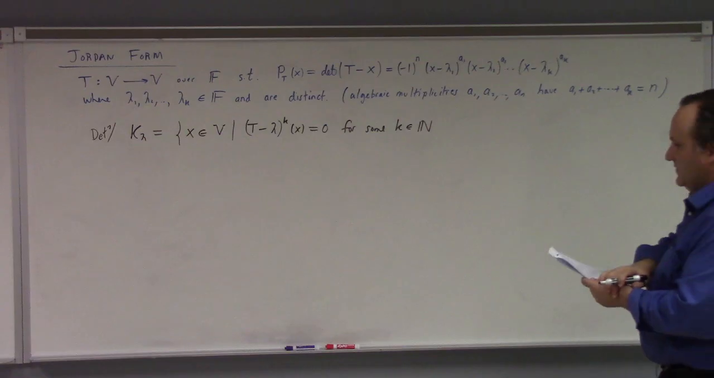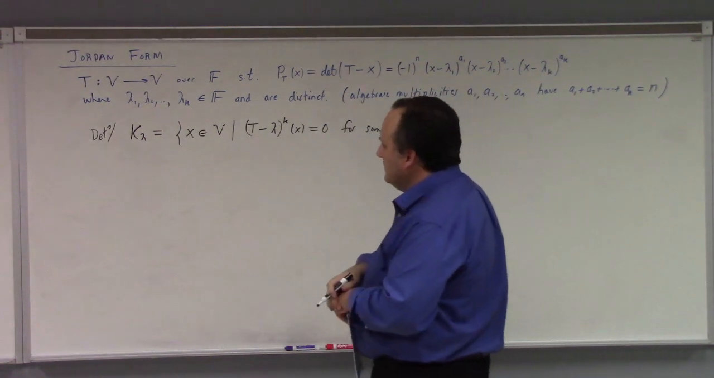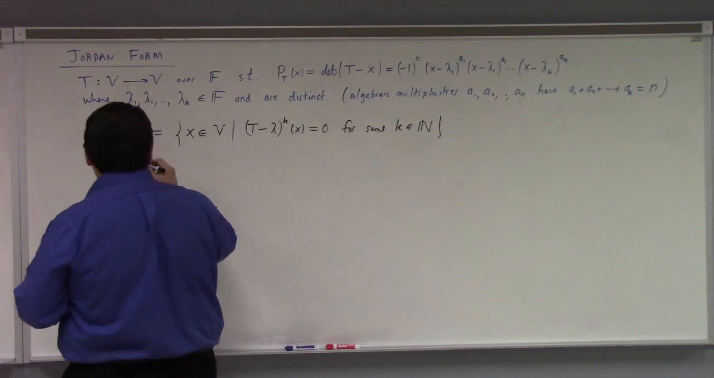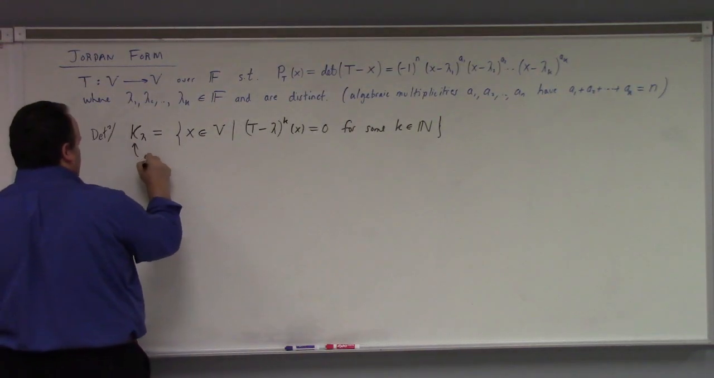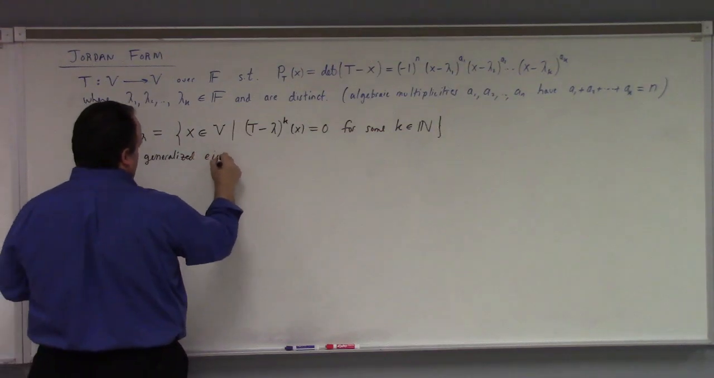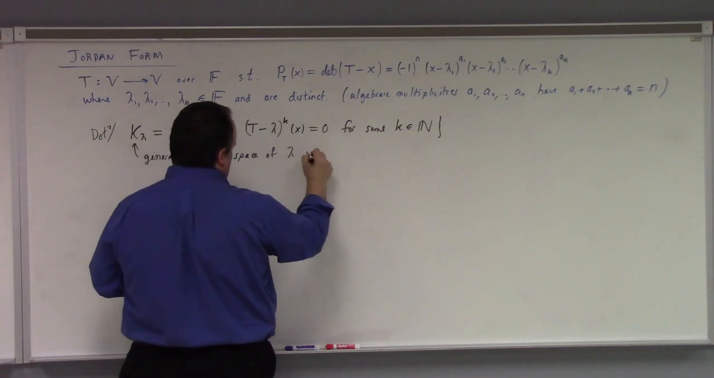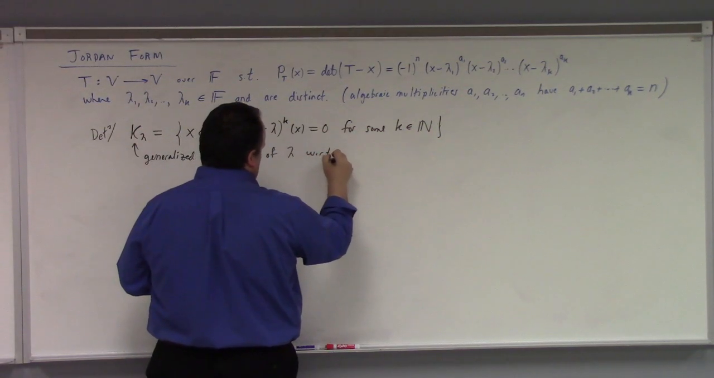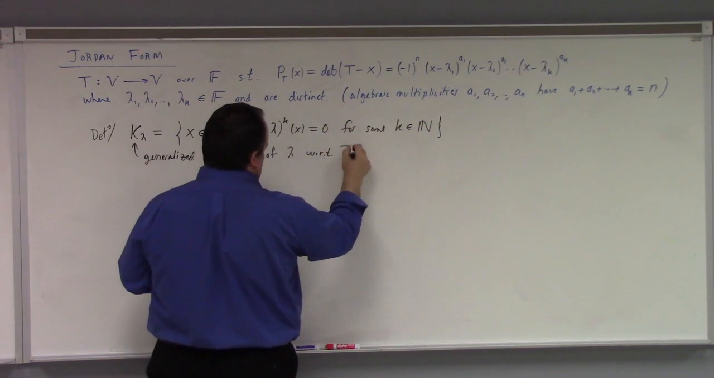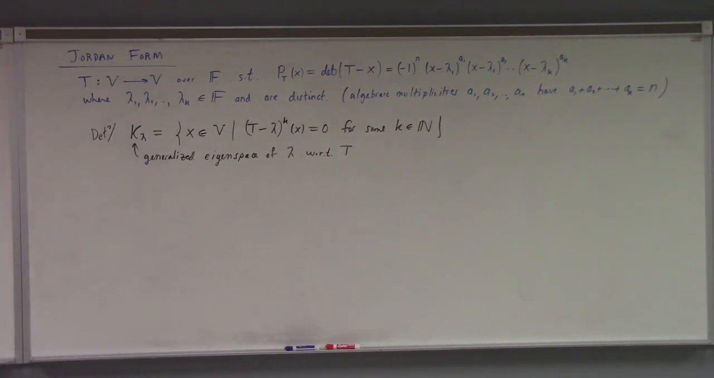No, I just say positive integer in my notes. So yeah, but this is the generalized eigenspace of lambda with respect to T, okay? It's all with respect to a given endomorphism on this finite dimensional vector space.